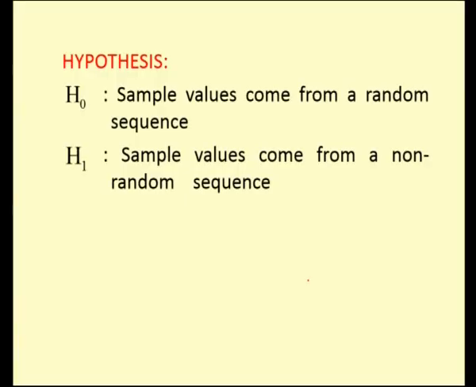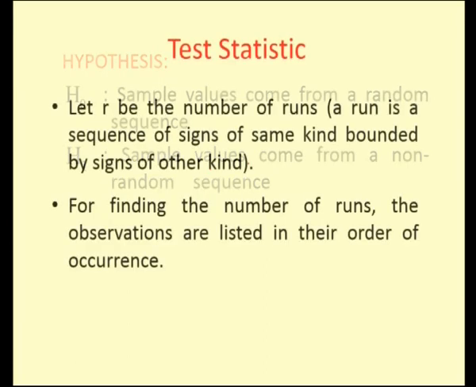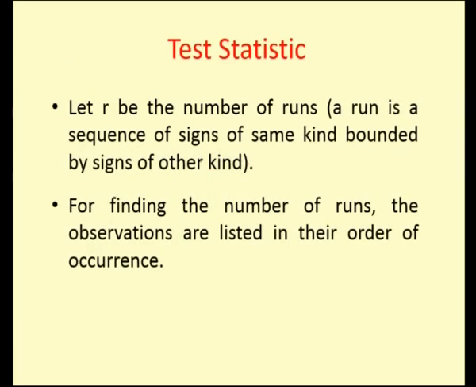Here we take our hypothesis H naught, that is our null hypothesis, that sample values come from a random sequence, against the alternative H1 such that sample values come from a non-random sequence. So, what will be the test statistic? Let R be the number of runs. Already we have discussed what is a run. A run is a sequence of signs of the same kind bounded by signs of the other kind.